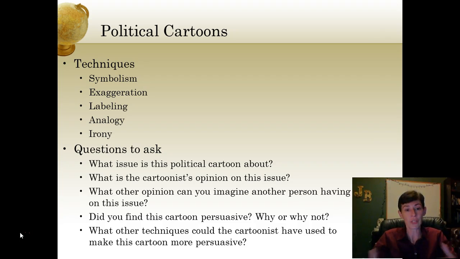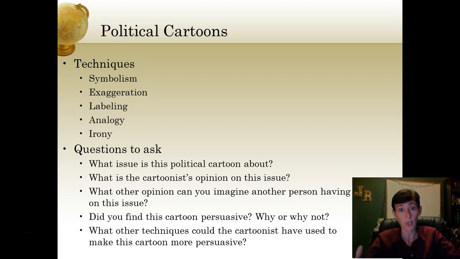Now, of all these questions, in terms of the AP exam and actually answering questions effectively on standardized tests, the important ones are the issue, the cartoonist's opinion, and other opinions. Whether or not you find it persuasive, nobody cares. I'm sorry, I know that's rude, and we're supposed to say children are so important and we're supposed to value everything. No. The AP exam does not give a damn what you think. They don't care.